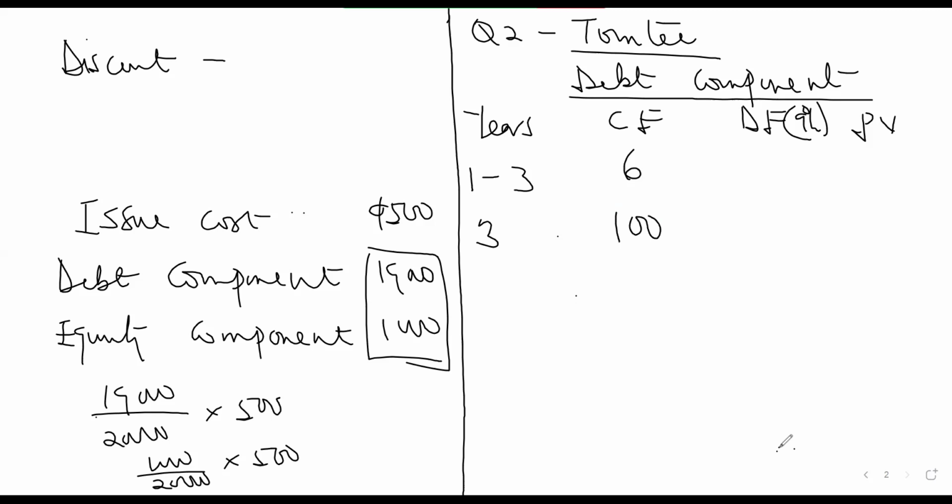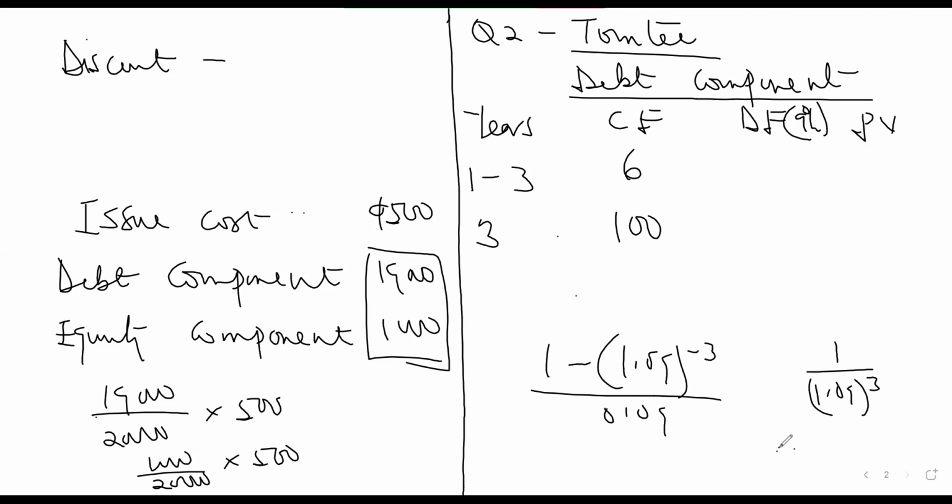So let's look at the annuity at 9%: 1 minus, in bracket, 1.09 exponent negative 3, divided by 0.09. And also the discount factor, 1 divided by 1.09 exponent 3. What are we having for the 2? 2.53. So 2.53 for this one. The last one is what?